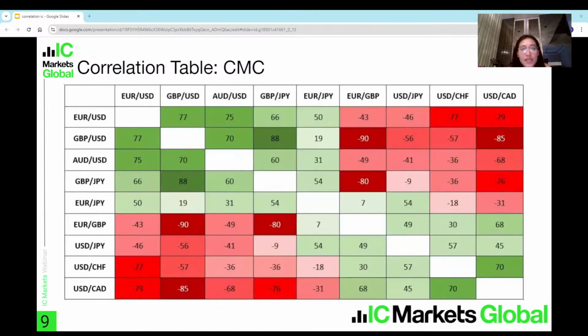Okay, another correlation table you can refer to is this one from CMC. It shows you how the different currencies relate to one another as well.